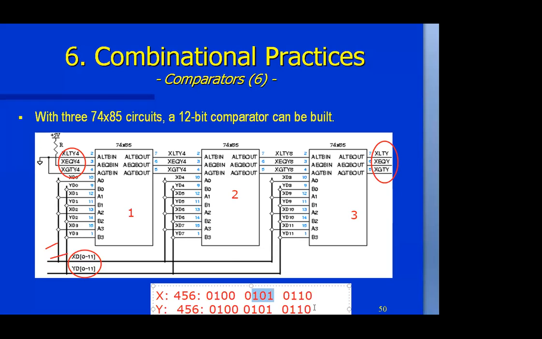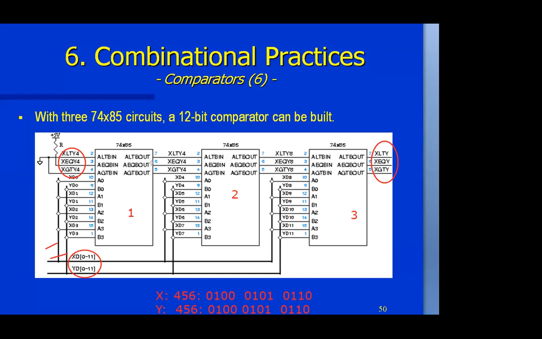Now, when we check the first IC, the 6 is connected to A0 of the first IC, X0 to X3, and Y0 to Y3. The output A equal to B will be highlighted, and this will be connected to the second IC. This output line A equal to B will be generated and connected to the second IC, when both the bits are identical.